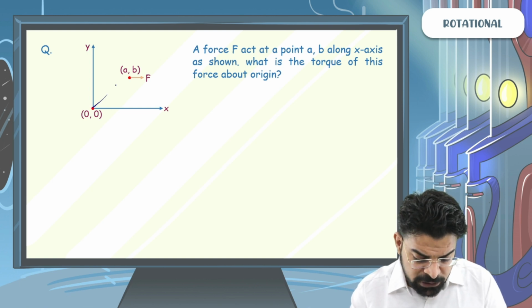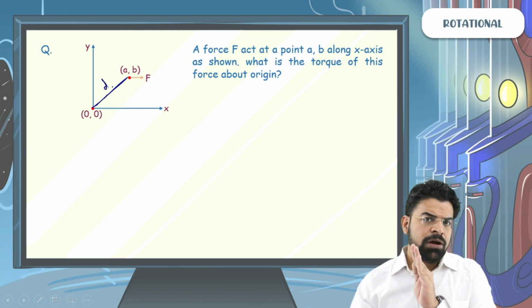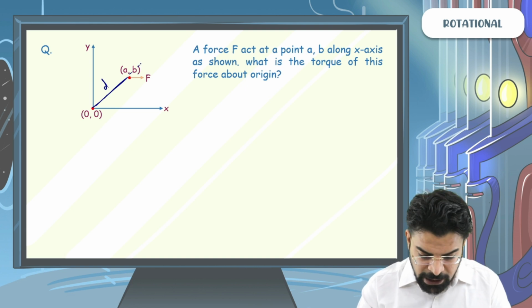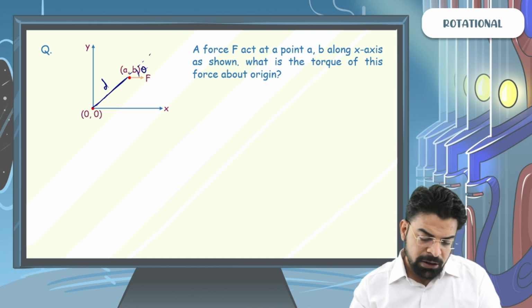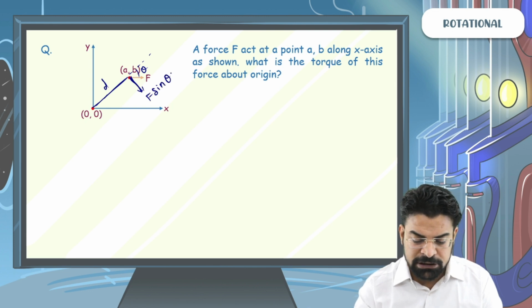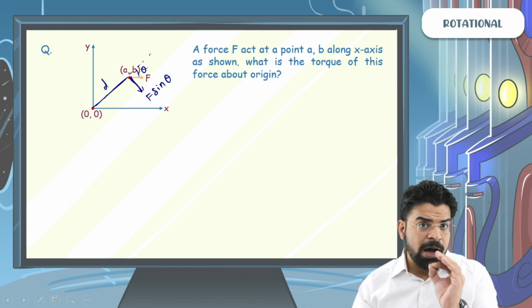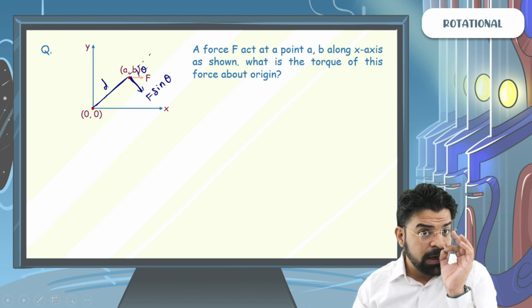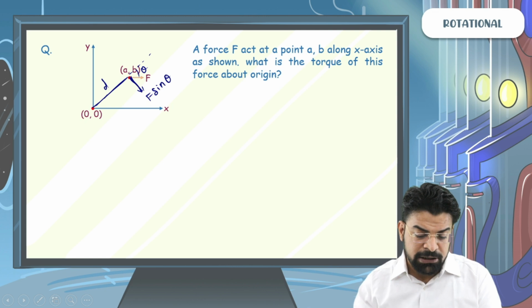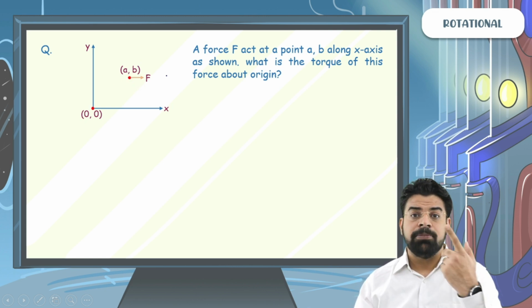Either I can use length times force perpendicular. So I will have to find this length. That is easy. D will be equal to under root of A square plus B square. Then I will have to find this angle theta. Then I will have to find F sin theta and then I will say the answer is D into F sin theta. No doubt you will get the same answer as you will get from the other method. The other method is, you can do force times length perpendicular.